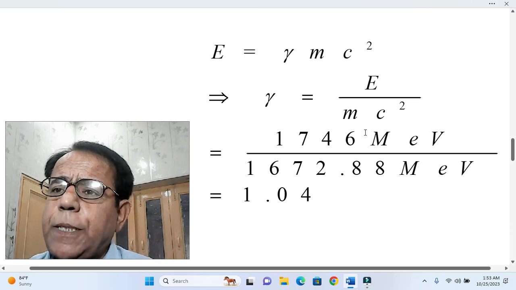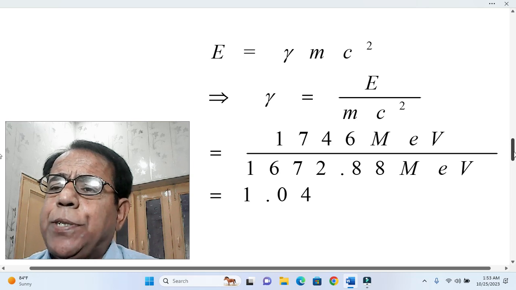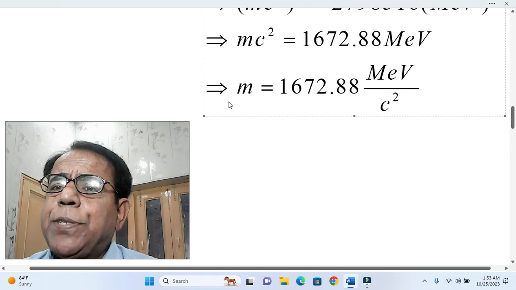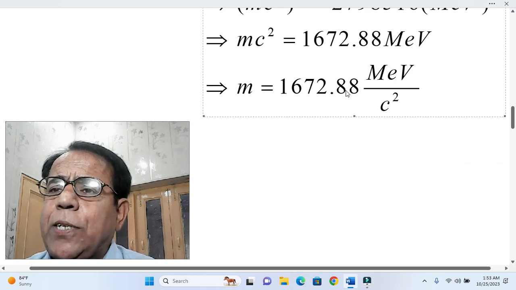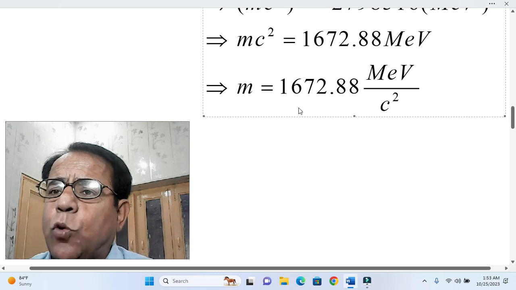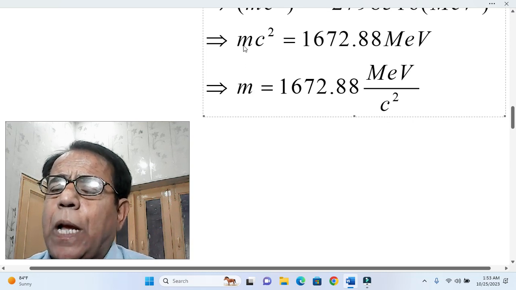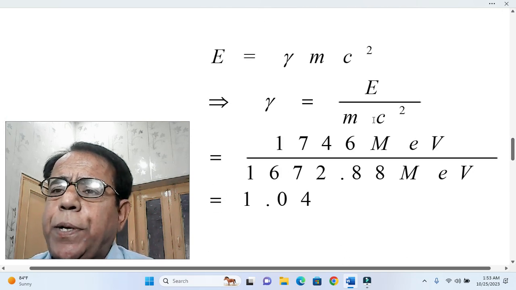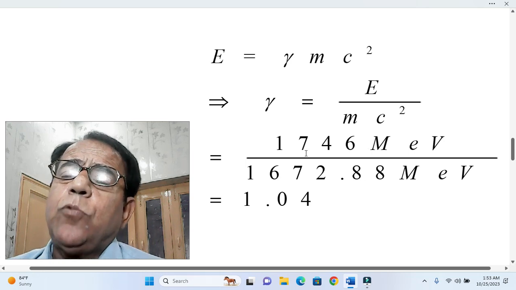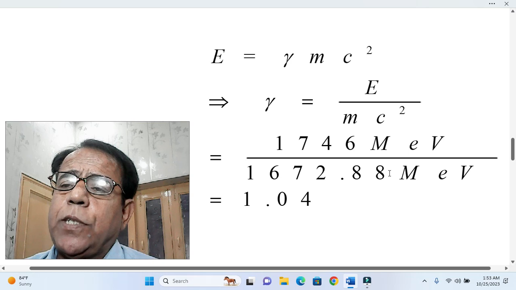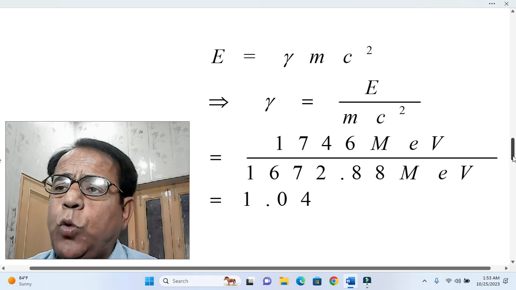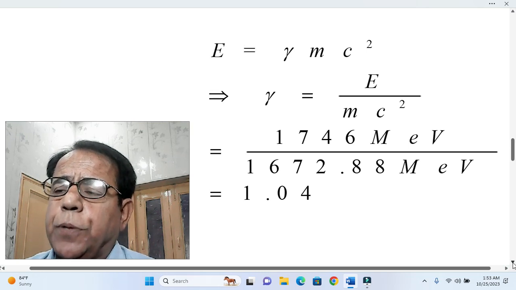Because, dear students, the value of mc square we have calculated in the previous step, while the value of E is given in the statement. Here is the situation: mc square is equal to 1672.88 million electron volt. From here we have taken this value of mc square in the denominator, and in the numerator 1746 million electron volt, which is provided in the statement, and hence after simplification our Lorentz factor gamma becomes equal to 1.04.